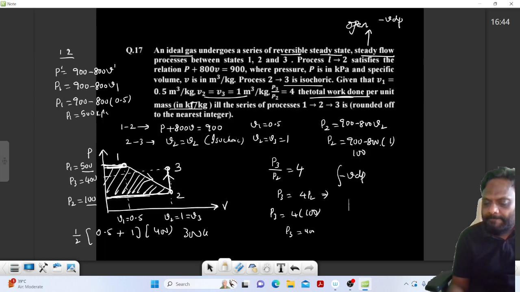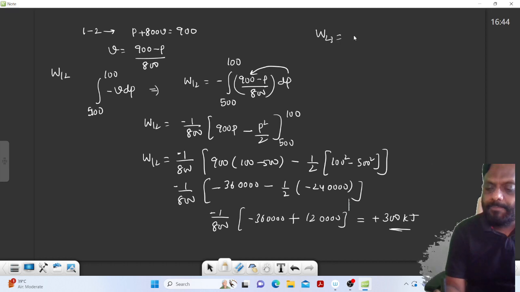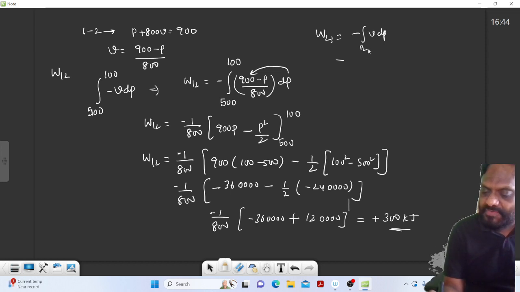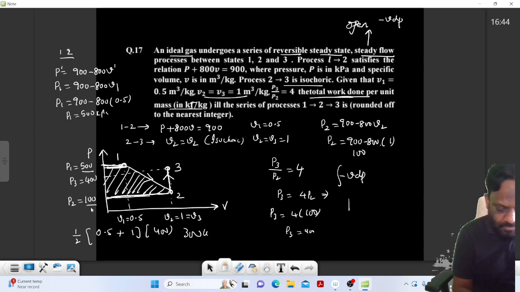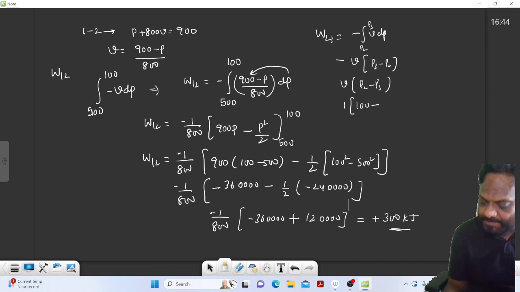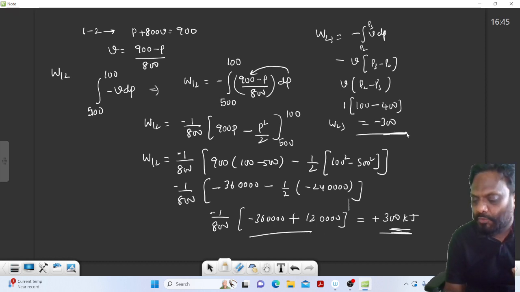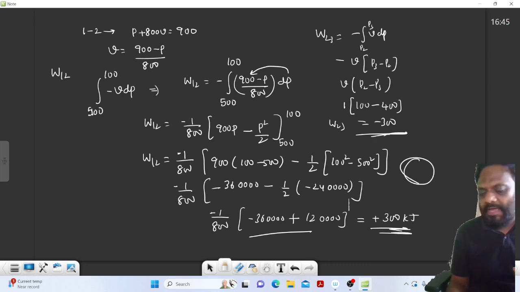Next, let us calculate work in 2 to 3, again minus VdP. So what will it be? Minus, volume is constant, friends. In 2 to 3, pressure is varying from P2 to P3, volume is constant, take it outside. Integral of dP is P, meaning P3 minus P2, so V into (P2 minus P3). V is given as 1, P2 is 100 and P3 is 400, so this comes to minus 300. This is the work in 2 to 3. So what is the total work? Work in 1 to 2 plus work in 2 to 3: plus 300 minus 300 is 0. So this should be 0.